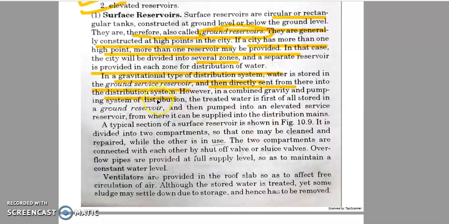Now this is possible only when the ground service reservoir is located at a highest point and the distribution area is located at the lower point. So that is the reason why we are selecting high points in the city.